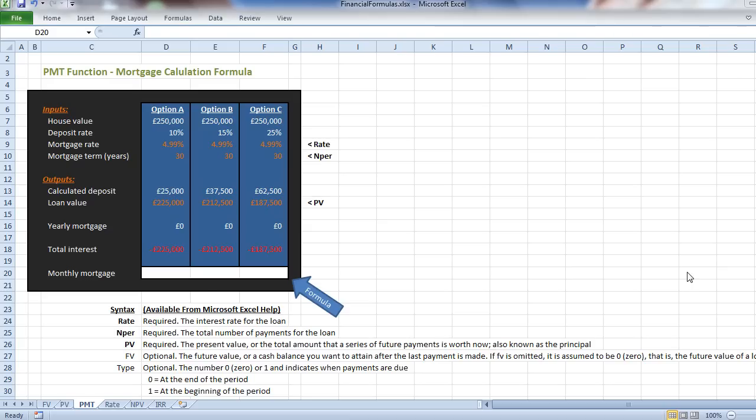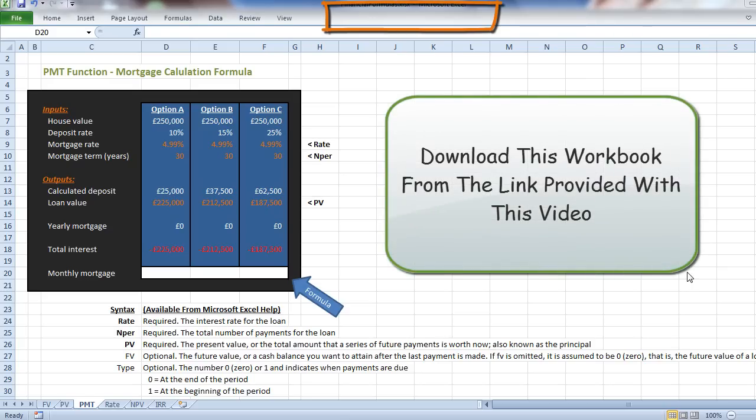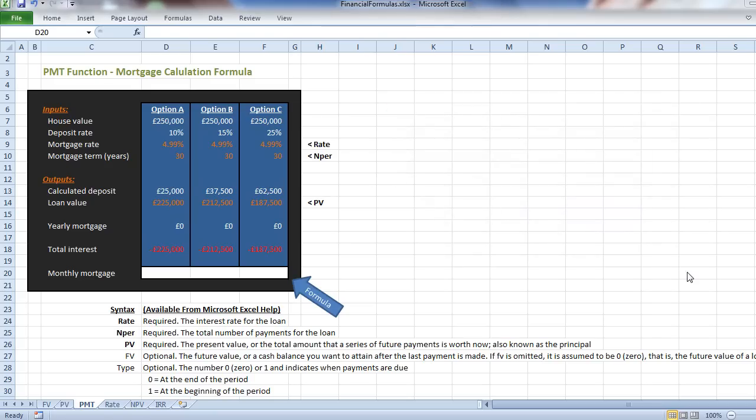Now, if you get lost or you feel like you need some support, well, you can download the workbook you see in this video from the resources provided. Okay, so let's get started on the payment function. This is where we're going to enter in our formula.